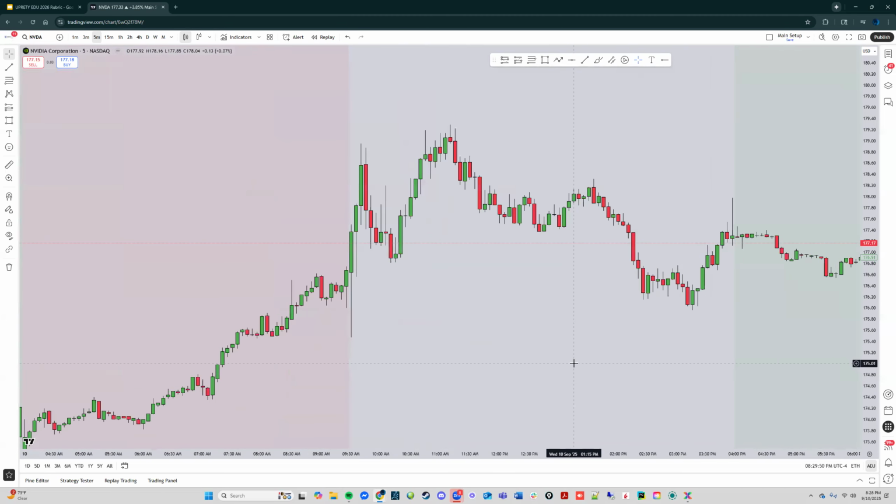Okay, Nvidia. Once again, we opened up, boom, right there. We have a big wick at the bottom, small wick at the top. Automatically, this is bullish. Second candle, same thing. We have even more buying pressure. They tried to bring this price down to here, but they couldn't, and price ended up closing higher. So very bullish momentum.